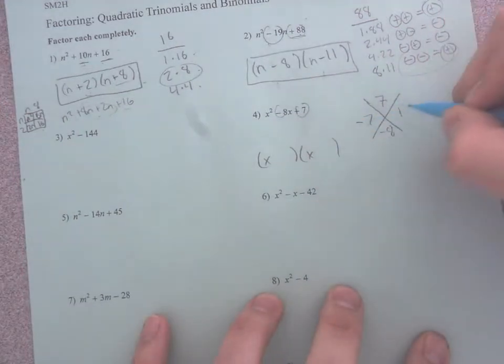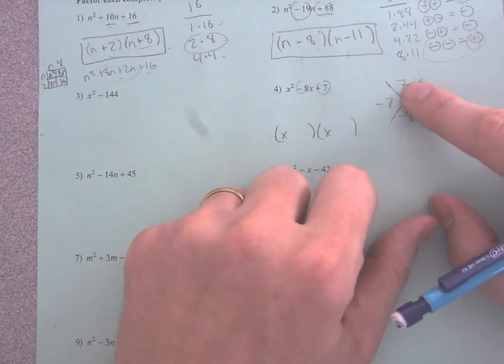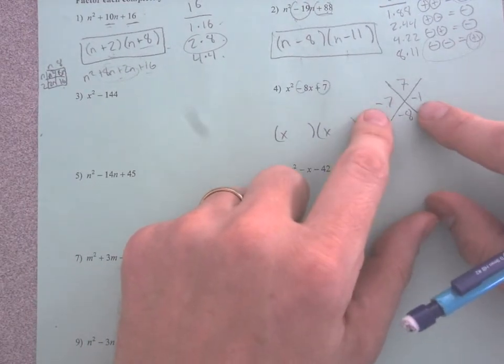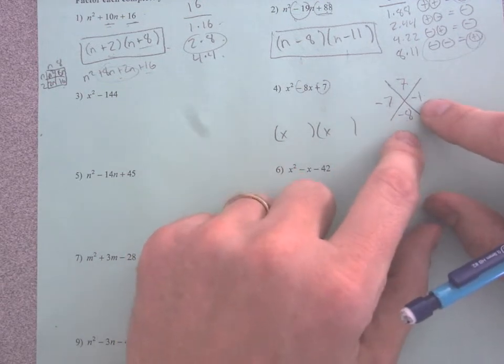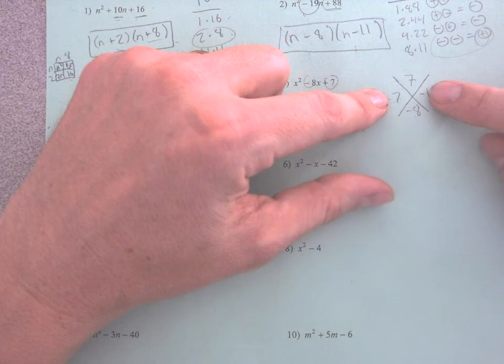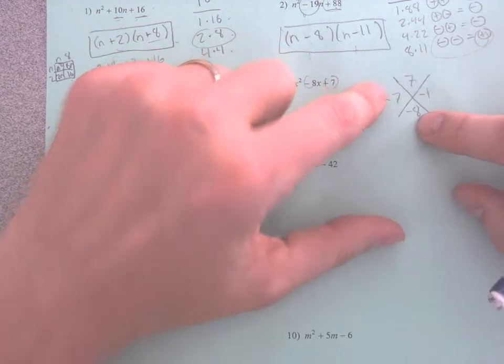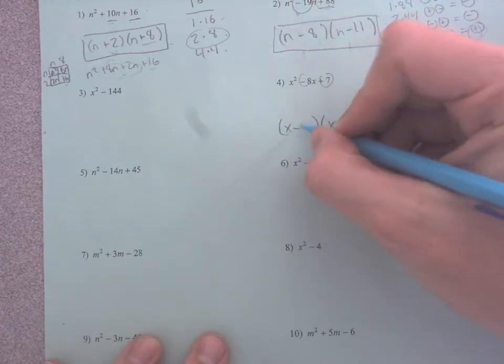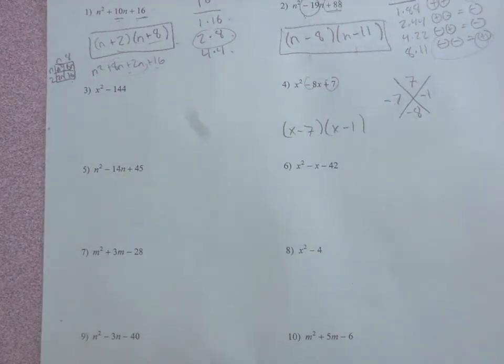What if we try negative 7 and negative 1? Negative 7 times negative 1 is positive 7, check. Negative 7 plus negative 1 is negative 8. So these two numbers are the magic numbers. They multiply to give me the top one, and they combine to give me the bottom one. So just quickly, I can test which numbers it's going to be.